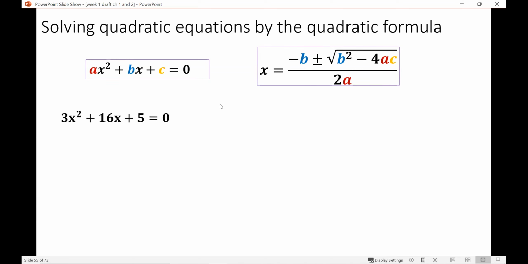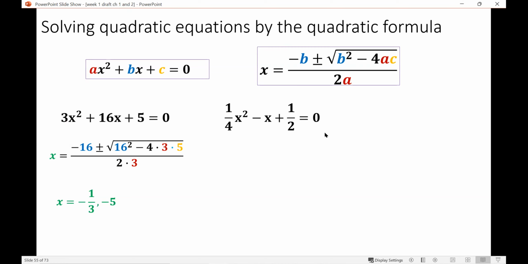All right, so we can do this example here. What do we have? B is a positive 16. A is a positive 3, and C is a positive 5. So we plug in all those pieces. Notice there's the negative sign that is part of the formula. And then we just work through to simplify it. We are going to get negative 1/3 and negative 5 as two possible answers.